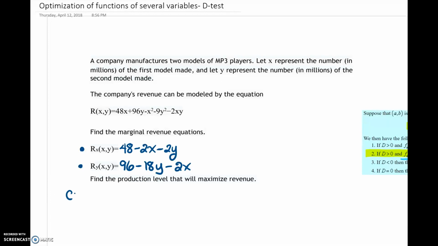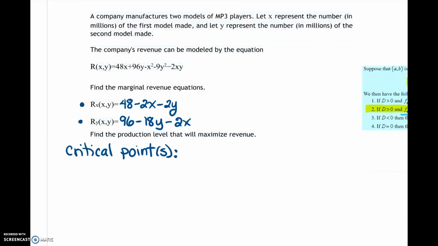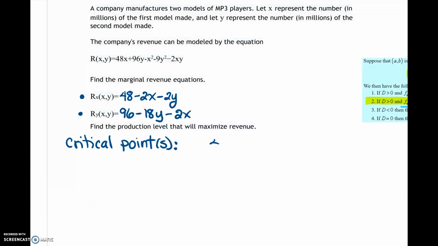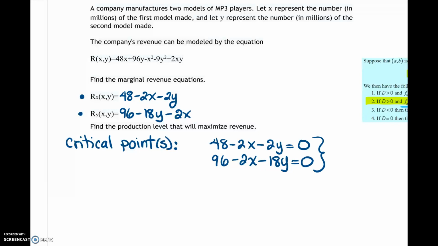If we set those equal to 0, we can find the critical point. So the critical point or points will be where these first derivatives are equal to 0. So let me do that. Take our first derivatives here, set them equal to 0. Now this other one, I'm going to rearrange the order so that the like terms line up here. That'll help me. So I set these both equal to 0, and then I have a system of equations that I need to solve so that I can solve for x and y.